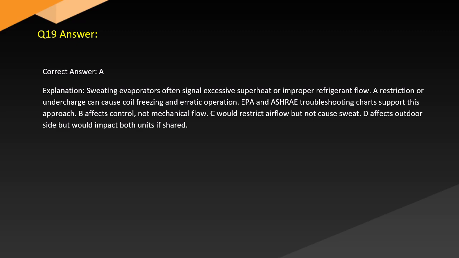Answer. Correct answer: A. Explanation. Sweating evaporators often signal excessive superheat or improper refrigerant flow. A restriction or undercharge can cause coil freezing and erratic operation. EPA and ASHRAE troubleshooting charts support this approach. B affects control, not mechanical flow. C would restrict airflow but not cause sweat. D affects the outdoor side but would impact both units if shared.